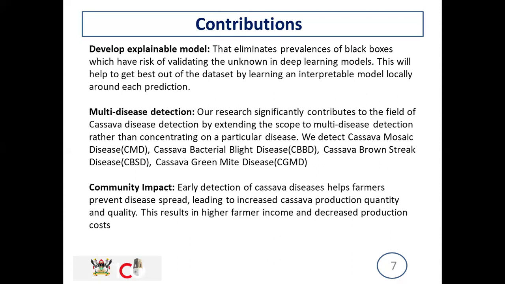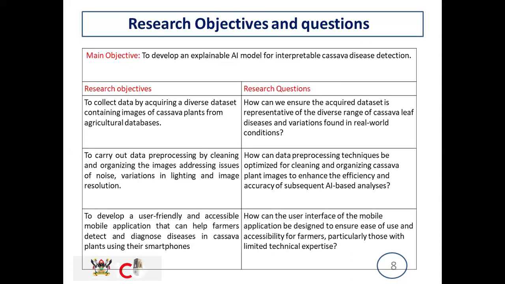Our research hopes that once you come to know about the disease on time, you can prevent it, and this can save your entire farm from being affected by the same disease. This will help improve the community's earnings and help the farmers to be well off. Next slide. So you have research objectives and research questions.